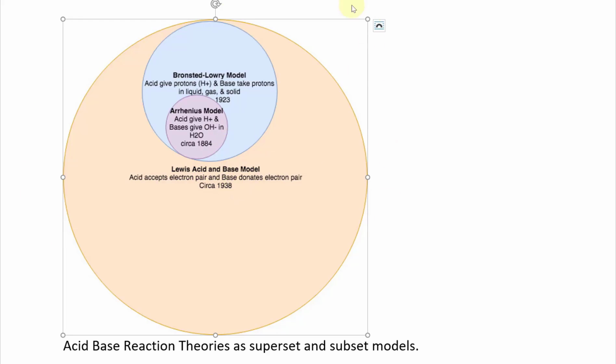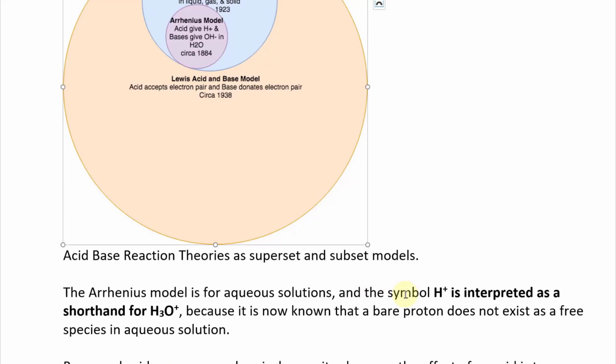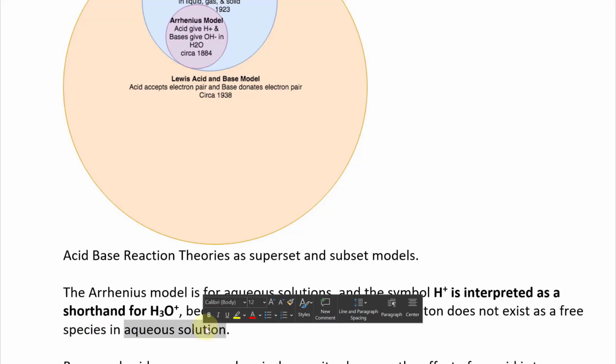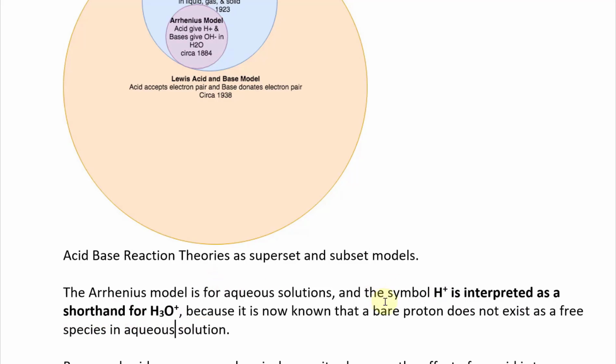Notice this encompasses all of them. Then you have the Arrhenius model, where acids give H+ and bases give OH- in H2O, so aqueous solutions. The Arrhenius model is for aqueous solutions, and the symbol H+ is interpreted as shorthand for H3O+. It's actually giving H3O+, because it is now known that a bare proton does not exist as a free species in aqueous solutions. You can't just give a proton in aqueous solutions; it's going to exist, more commonly, as H3O+.